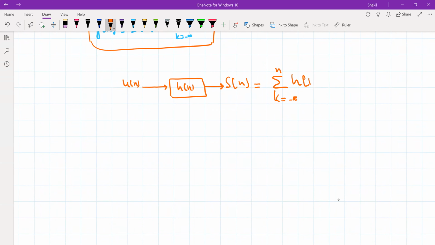So this is the step response of this system. It is simply summation k running from minus infinity to n, h of k. This is how we derive the step response of this system.